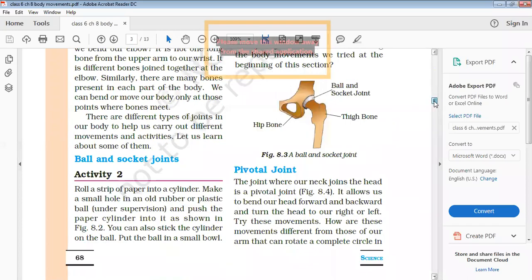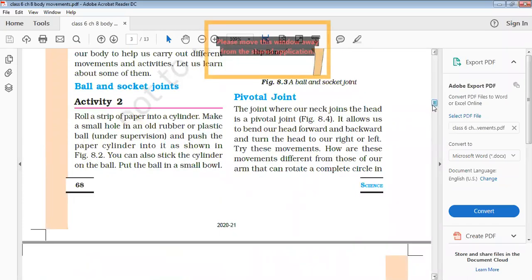The next joint is the pivotal joint. The joint where our neck joins the head is a pivotal joint. It allows us to bend our head forward and backward and turn the head to our right or left. Try these movements. How are these movements different from those of the arm?